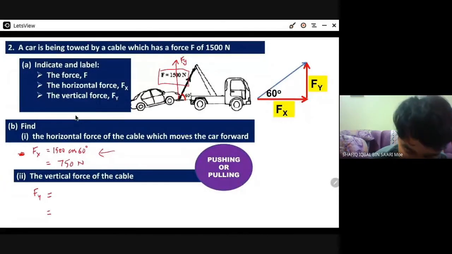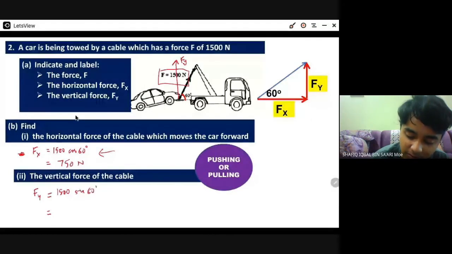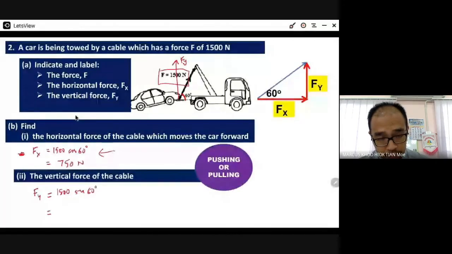1500 sin 60, and your answer will be 1299.03 Newton. All right, unit, very good. Newton. Okay, so yeah, thank you. So as you can see, actually, it's not that difficult. You just have to know when to use cos and when to use sine. Okay, so there we go.